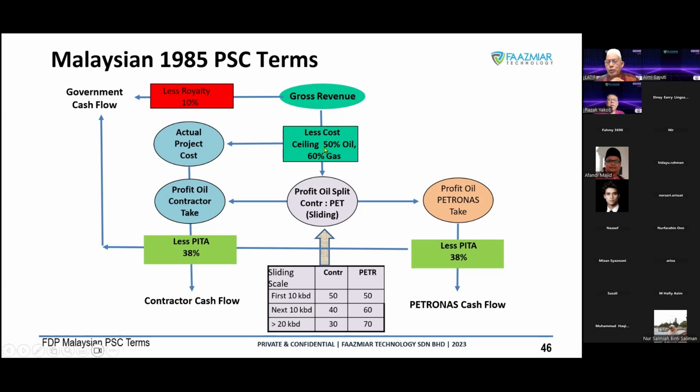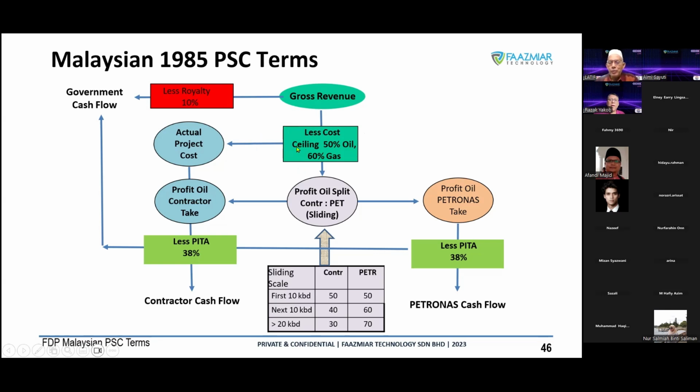The ceiling for the cost that you claim from your revenue is 50% for oil, for example, and 60% for gas. That's how much you can claim. The 40% is part of your sharing of the investment. I think this is also another area, for a marginal field, where we can talk about some adjustment of this number to get more return from the government. So it's another area for discussion before we sign the PSC contract.